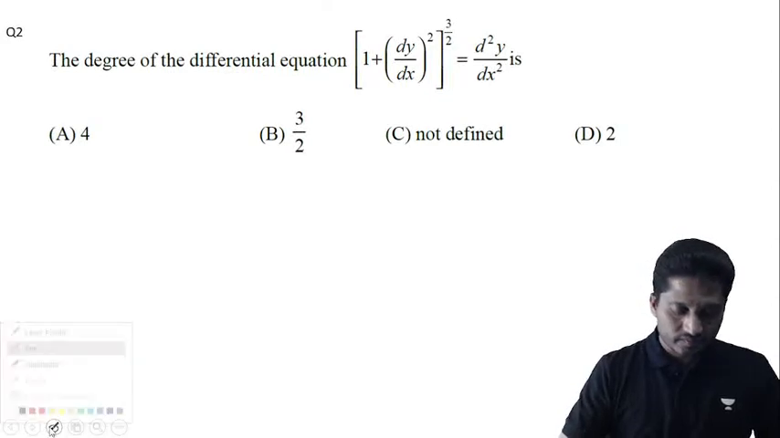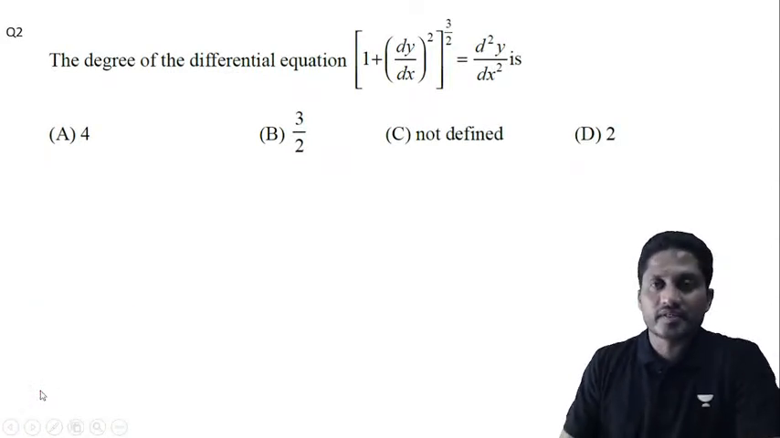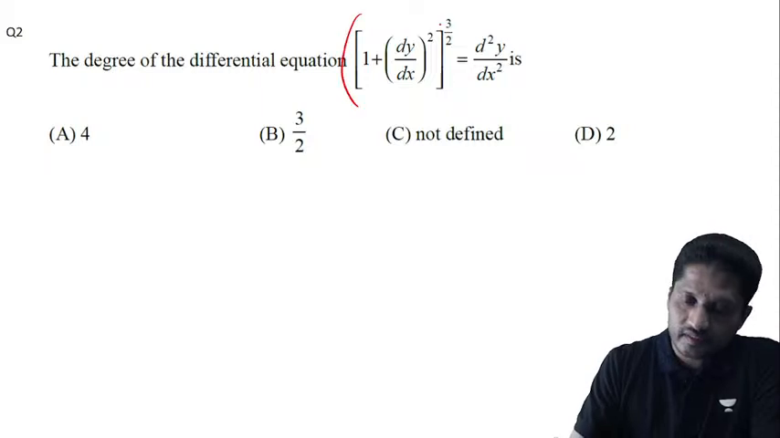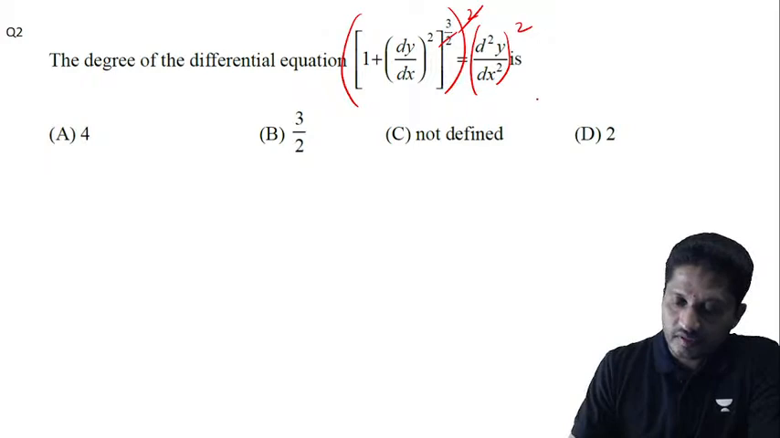Question number 2. The degree of the differential equation is, if you square on both sides, this will cancel. Order is 2, degree is 2. So degree will be equal to 2. Answer is option D.